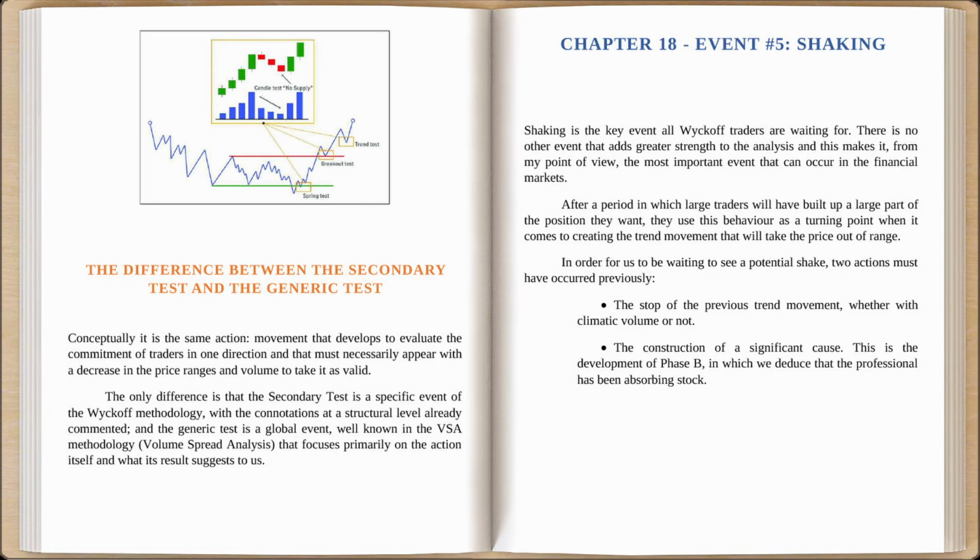The difference between the secondary test and the generic test. Conceptually, it is the same action, a movement that develops to evaluate the commitment of traders in one direction, and that must necessarily appear with a decrease in the price ranges and volume to take it as valid. The only difference is that the secondary test is a specific event of the Wyckoff methodology, with the connotations at a structural level already commented. And the generic test is a global event, well known in the VSA methodology, volume spread analysis, that focuses primarily on the action itself and what its result suggests to us.